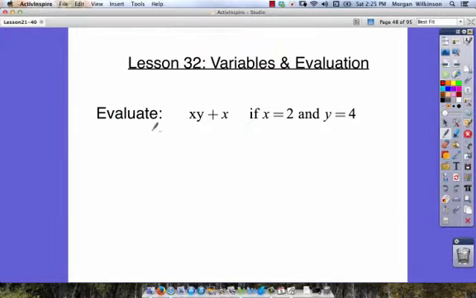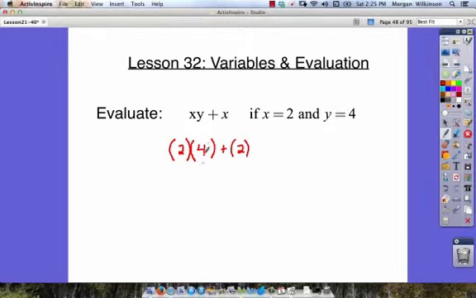So wherever we see an x originally, in the beginning and the end, we know x is equal to 2, so we're going to substitute that in. Whenever we substitute a value in for a variable, we need to put it in parentheses. So we're going to get (2), that's x, times our y value. Our y value is equal to 4, so we're going to get (2)(4), plus x, and we know x is equal to 2, and now we can find our answer.